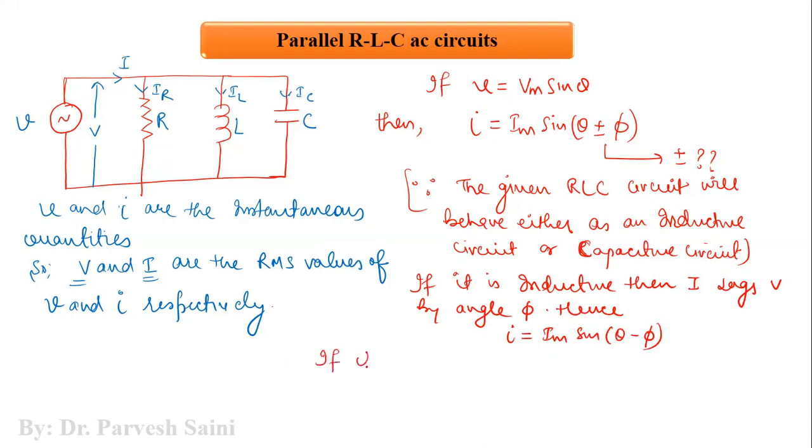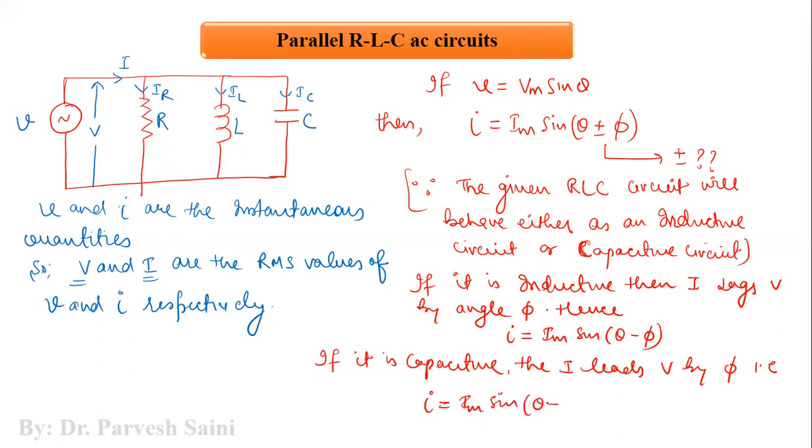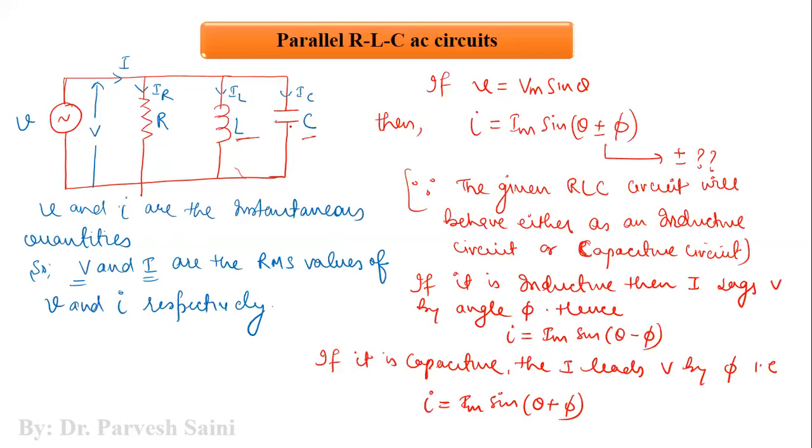If it is capacitive, then I leads V by phi, that is I is equal to Im sine theta plus phi. So this is how it would act. So we need to understand which of these two components would be dominating. If the inductance is dominating, the circuit will behave as an inductive circuit. If capacitance is dominating, the circuit will behave as a capacitive circuit, right? So let us come to the analysis part of this one.